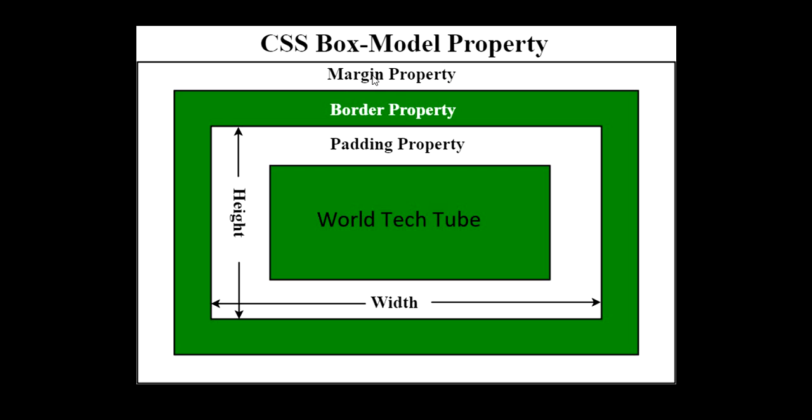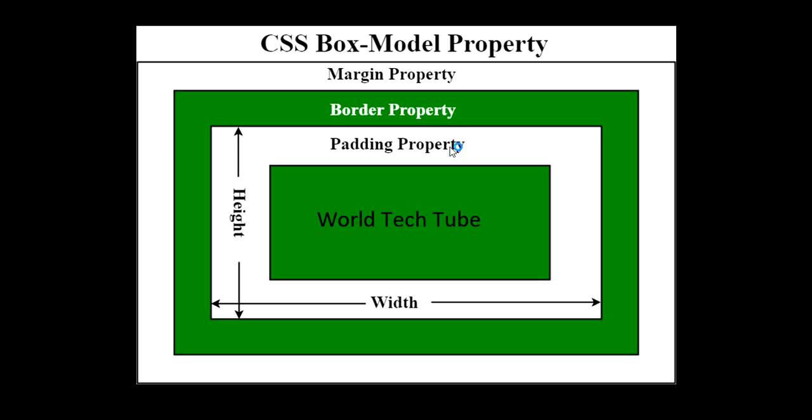So the margin area consists of the space between border and margin. The dimensions of the margin area are the margin box width and the margin box height. It is useful to separate the element from its neighbor with the help of the margin property. Then comes the border property. It is the area between the box, padding, and margin. Its dimensions are given by the width and height of the border.